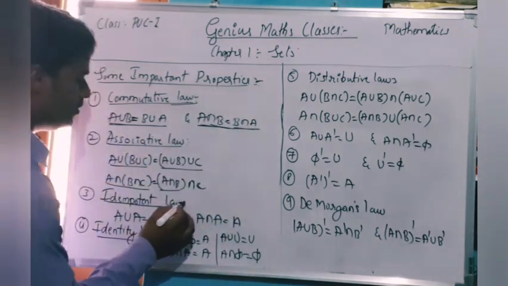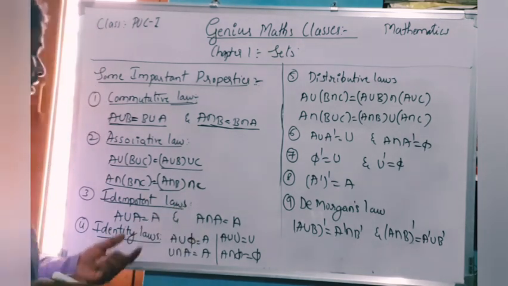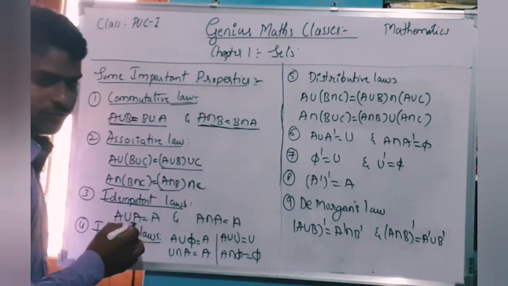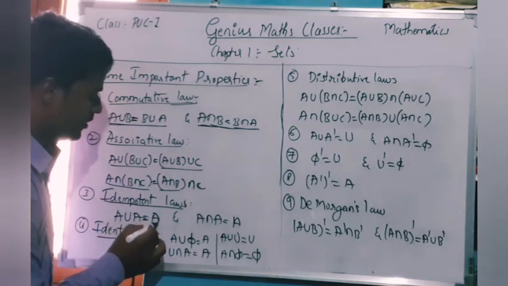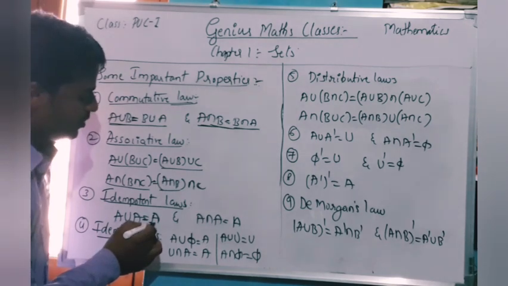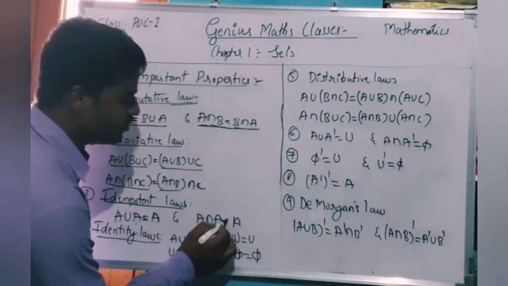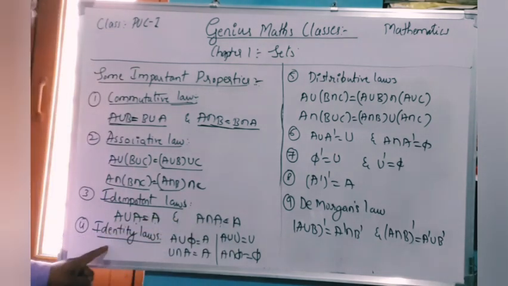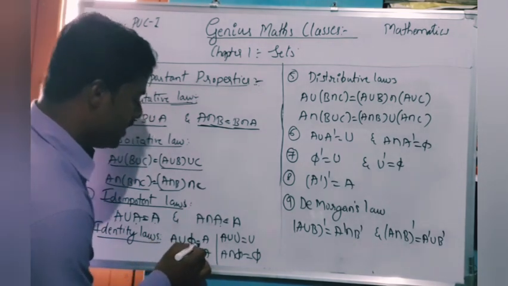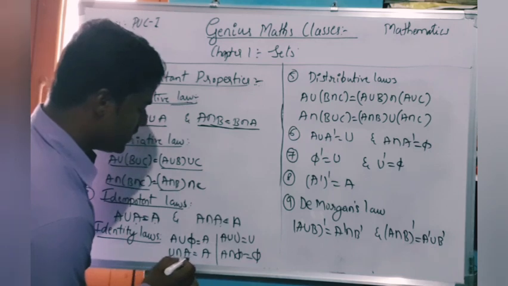Okay, idempotent law. This is the idempotent law. That means the set A union with itself only gives A. A combined with A, what will it give? It will give only A, and A intersection A also gives A. This is the idempotent law. And identity laws: A union phi is equal to A, and U intersection A is equal to A.